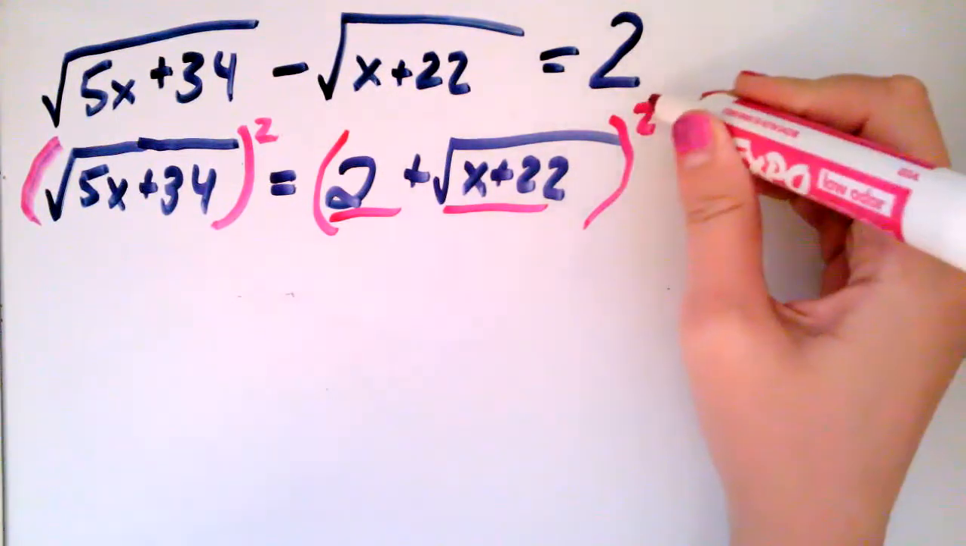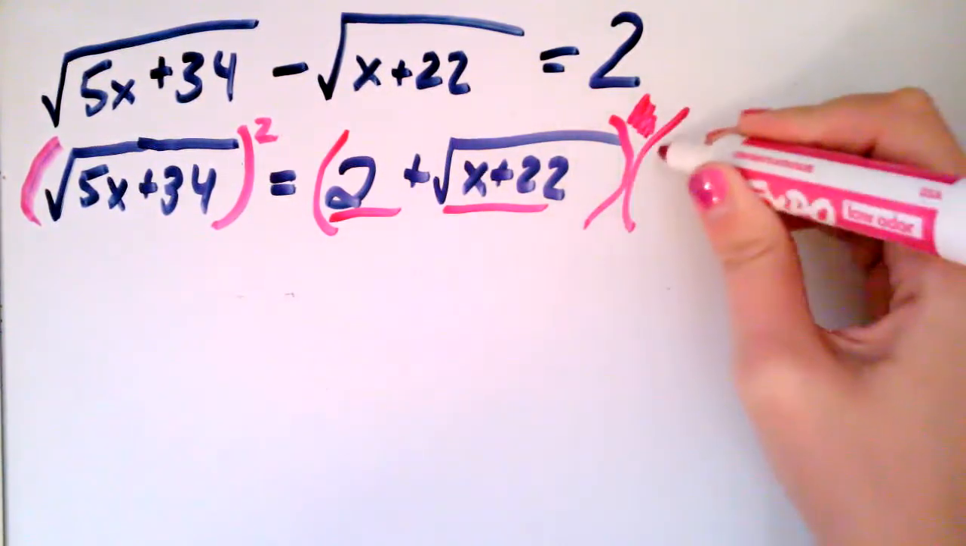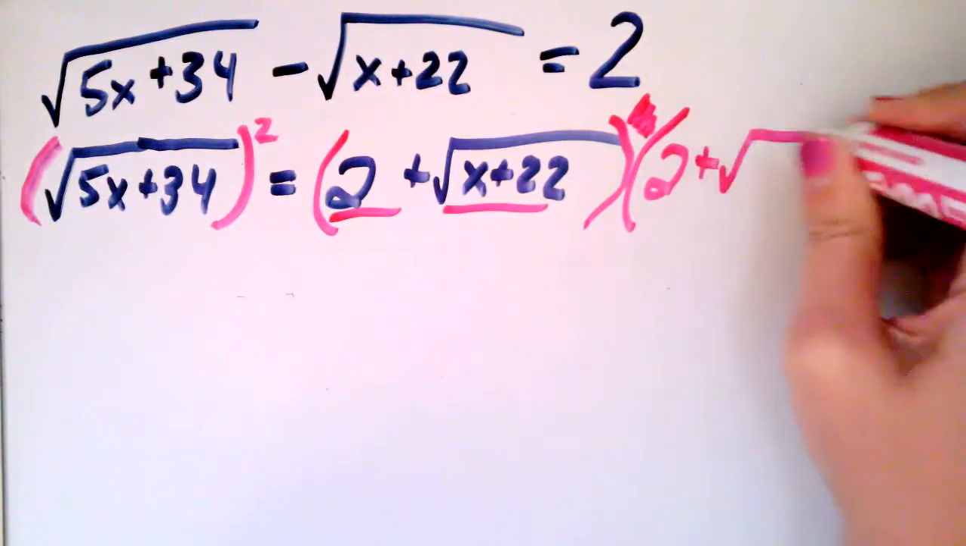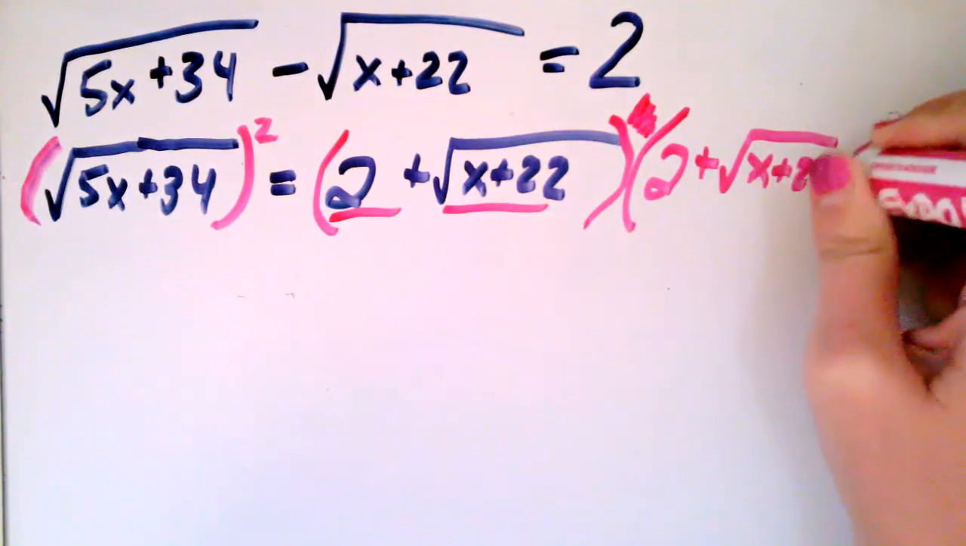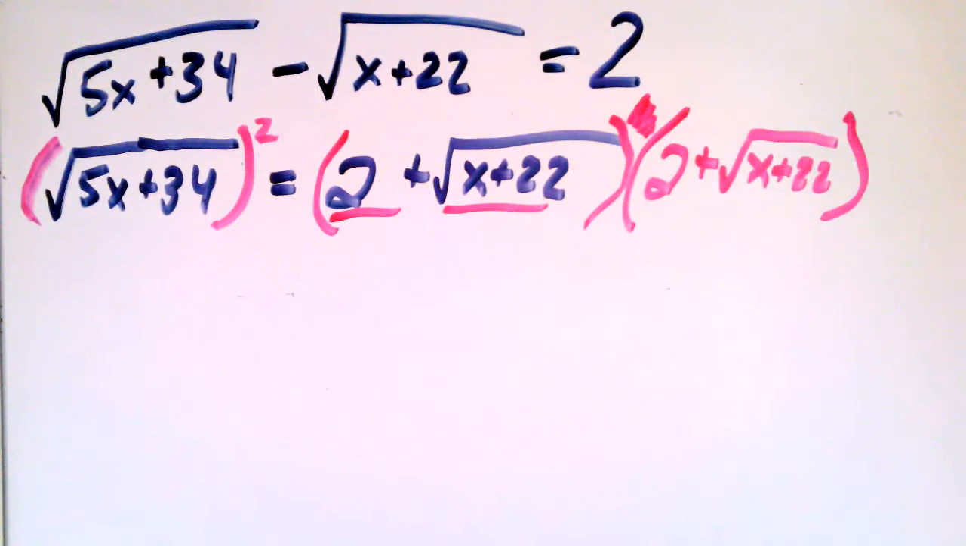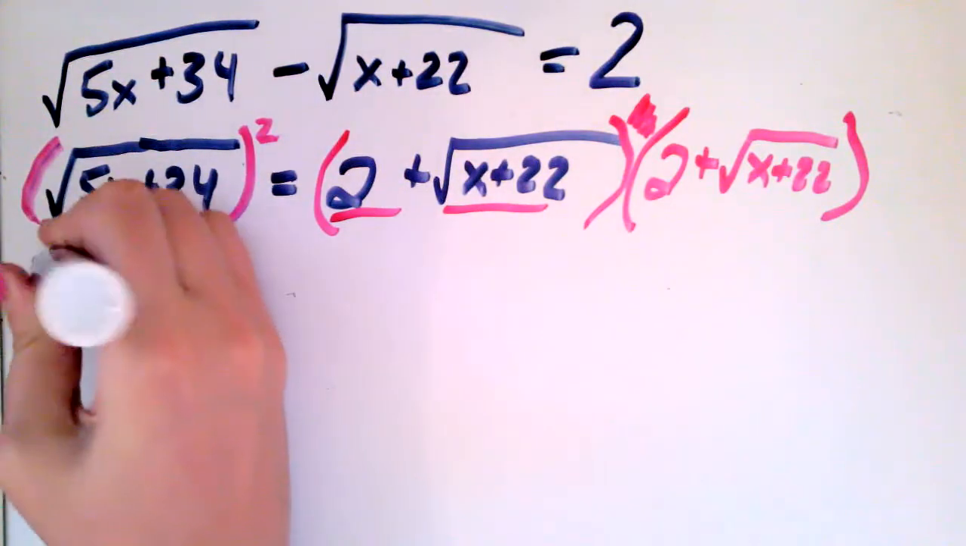And sometimes I think it's easier to FOIL if you can actually see what you're FOILing. So instead of writing the squared, I'll scribble it out and actually write this term twice, because that's what squared means, right? It's something times itself. So now on the left, the square root and the squared cancel, so I'm just left with 5x plus 34.